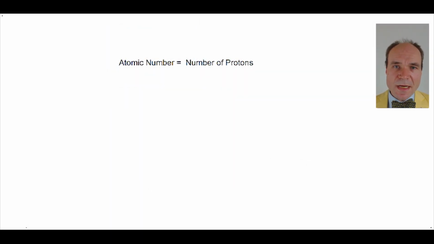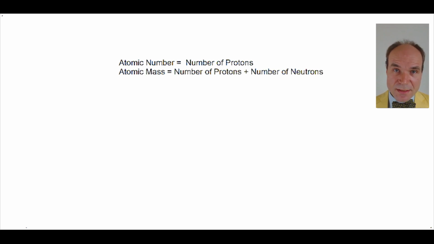So we've talked about atomic number and atomic mass. Atomic number being the number of protons present in an atom, and the atomic mass being the number of protons plus the number of neutrons present in an atom. We record these two numbers to the right of the letter being used to represent the atom.